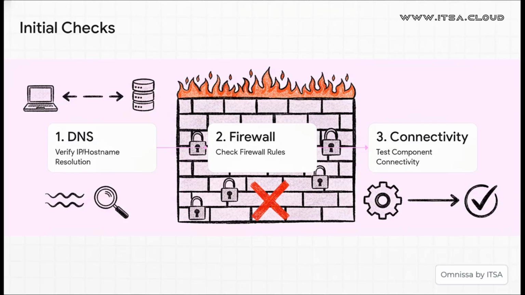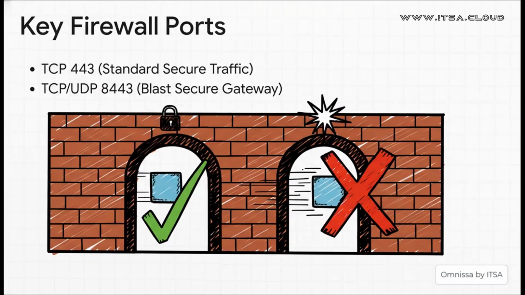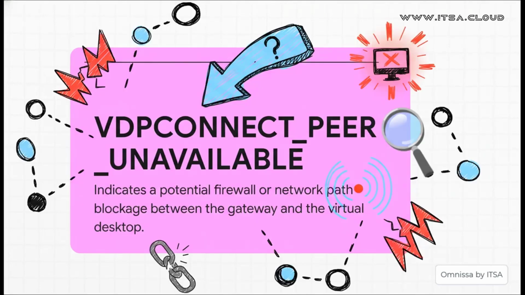Let's zoom in on that firewall piece for a second. These 2 ports right here are absolutely fundamental. TCP 443, that handles your standard secure web traffic. But port 8443, that one is critical for Horizon's Blast Display Protocol. That's literally what delivers the desktop experience to the user. So if that port is blocked, the session just isn't going to launch. End of story.